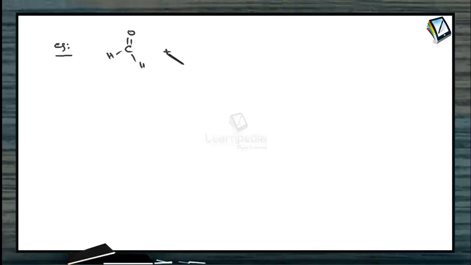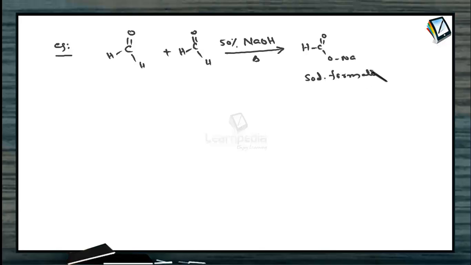So when 2 moles of this, another molecule of formaldehyde, is subjected to strong heating, that is treatment with strong solution of NaOH such as 50% NaOH, 1 molecule of the aldehyde will undergo oxidation to give the salt. Here in this case, it is the sodium salt of formic acid, sodium formate, that is sodium methanoate. So this is the salt of an acid which is the oxidized product of 1 molecule of the aldehyde. Then the other molecule of formaldehyde will undergo reduction to give alcohol, and the alcohol formed by the reduction of formaldehyde is methyl alcohol. So this reaction is Cannizzaro's reaction.